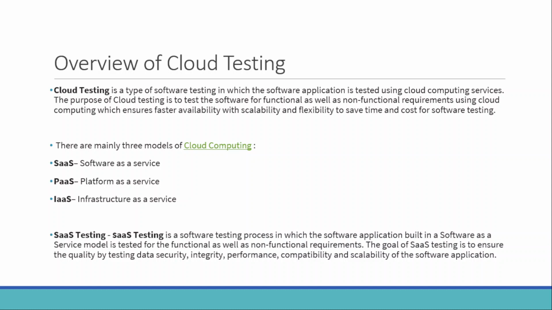Now, what is SaaS testing, or software as a service testing? SaaS testing is a software testing process in which a software application built in a software as a service model is tested for functional as well as non-functional requirements. The goal of SaaS testing is to ensure the quality of the testing, data security, integrity, performance, compatibility, and scalability of the software application.